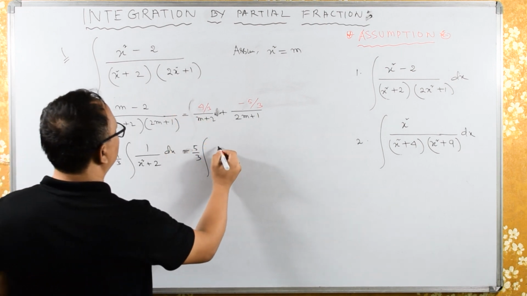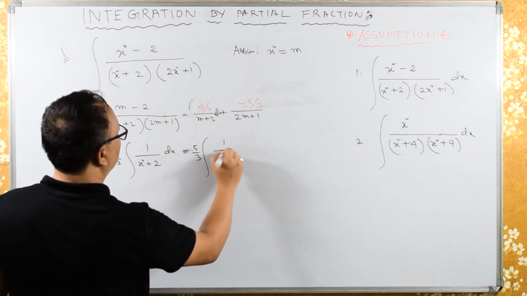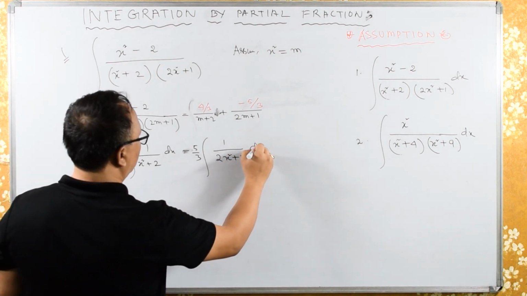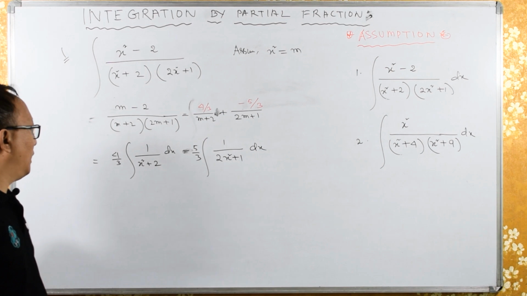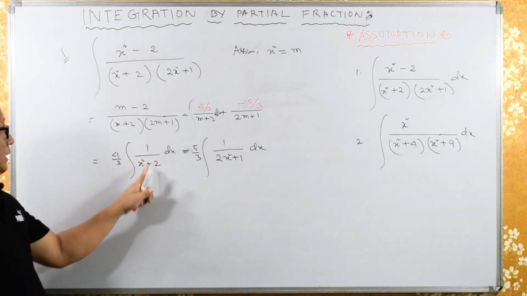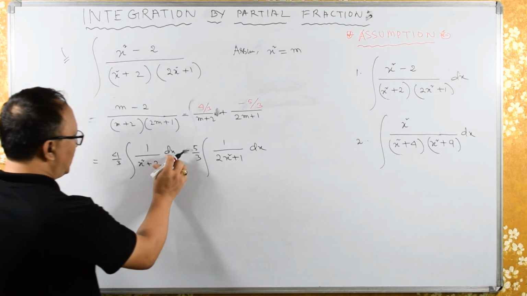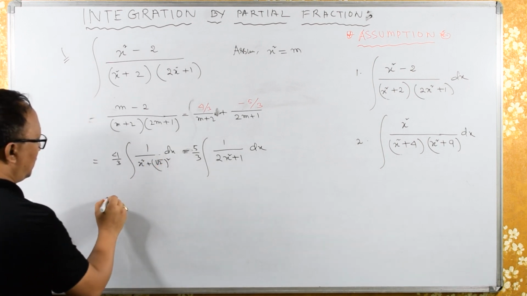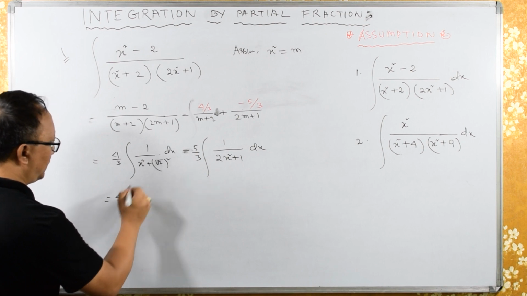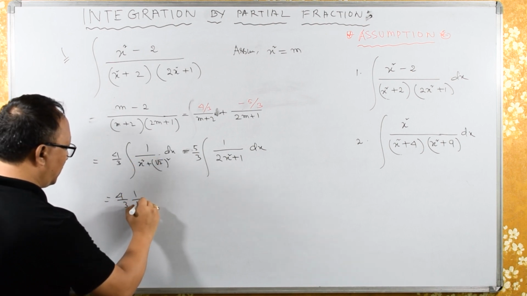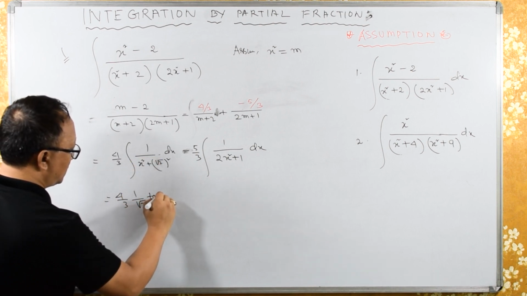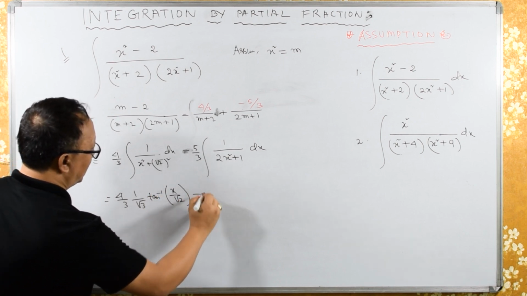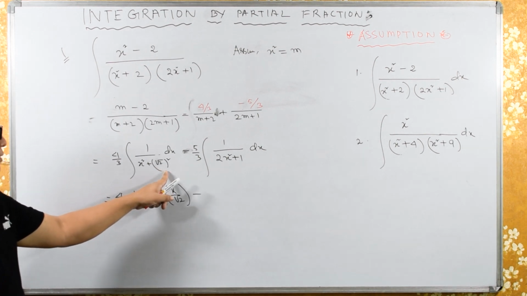Here what we have is 1 upon 2x square plus 1 dx. Now 2 is same as, I can say, root 2 the whole square. Now 4 by 3 integration of this is 1 by a tan inverse x by a, where x is x and a is root 2.